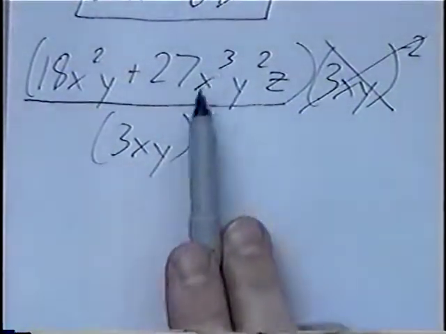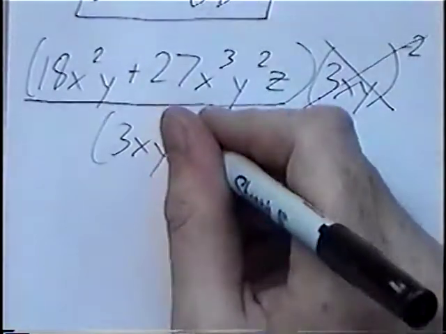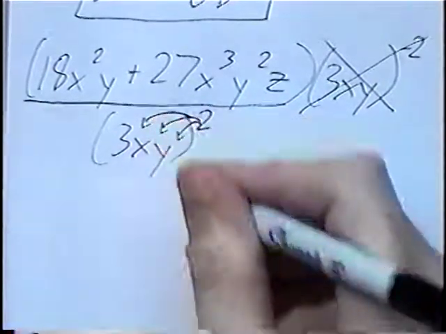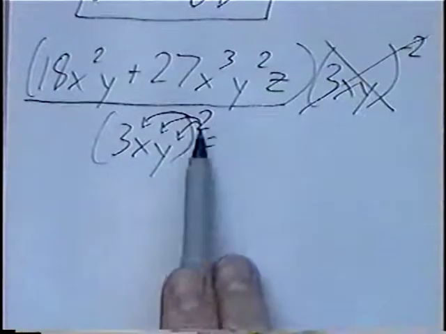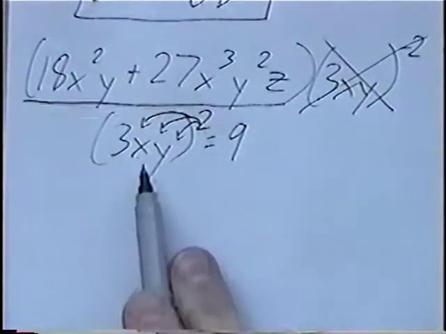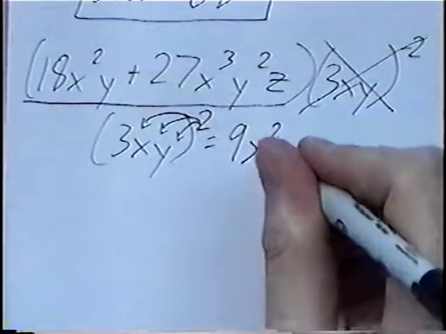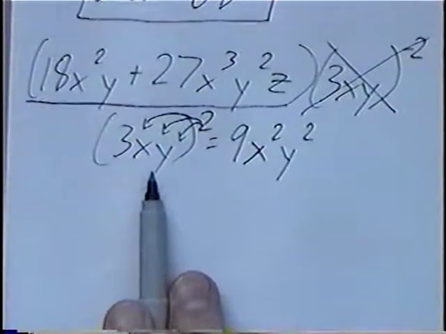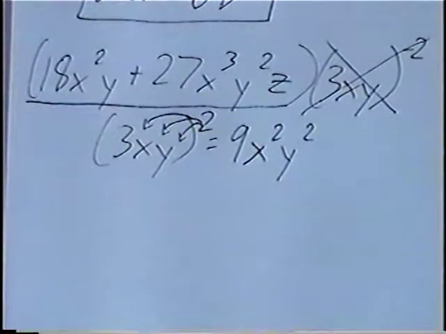Before we divide by the monomial, we have to simplify this first with the parentheses. If you remember, the square will go to each number and each term on the inside. So simplifying just the denominator, 3 squared would be 9. X will have an exponent of 2. And y will also have an exponent of 2. So instead of dividing by 3xy squared, we'll be dividing by 9x squared y squared.